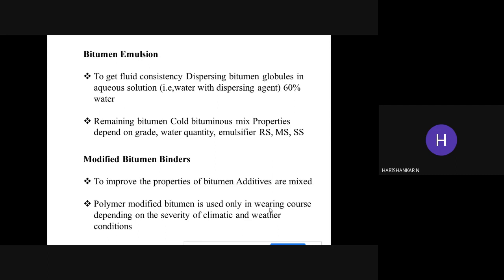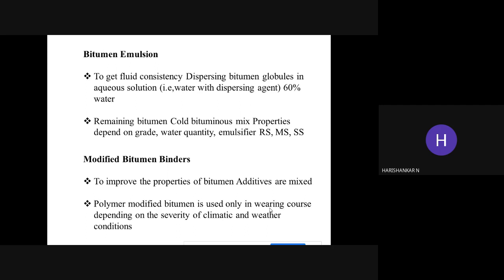Here, modified bitumens are available in order to improve the properties of the bitumen. Especially we add materials like rubber. We have different kinds of rubbers, so we can add these rubbers, and you can add plastic. You may have heard about plastic roads. Plastic road means in the bituminous mixing process we add finely graded plastic. We first grade the plastic into a very fine size, and we heat it thoroughly.